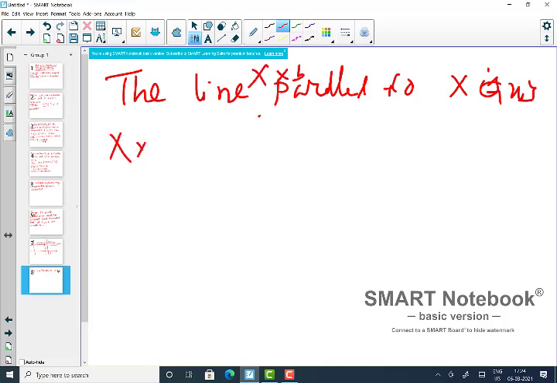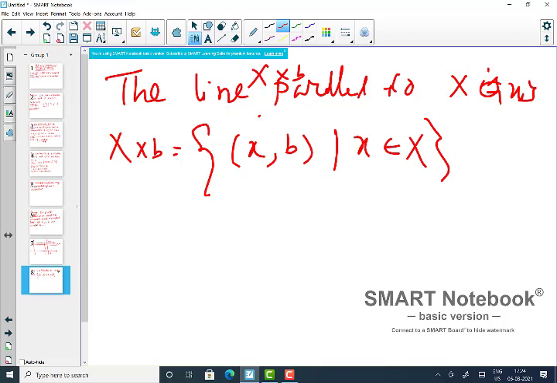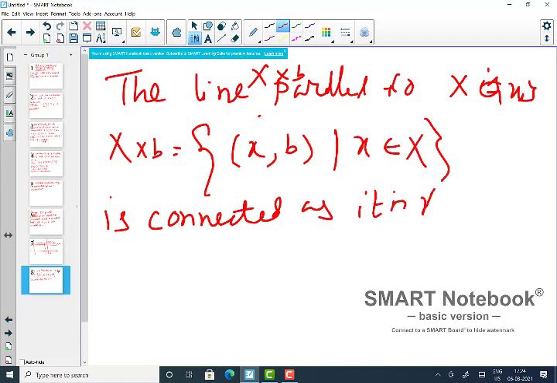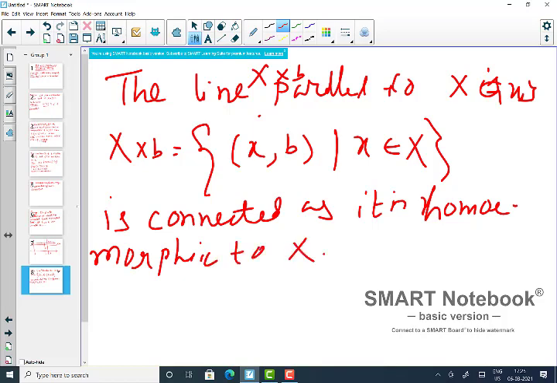So how can you write X cross b? X cross b is all the points of the form (x, b) such that x belongs to X. This line is connected, as it is homeomorphic to X. It is homeomorphic to X, so it has to be connected because X is connected, right?